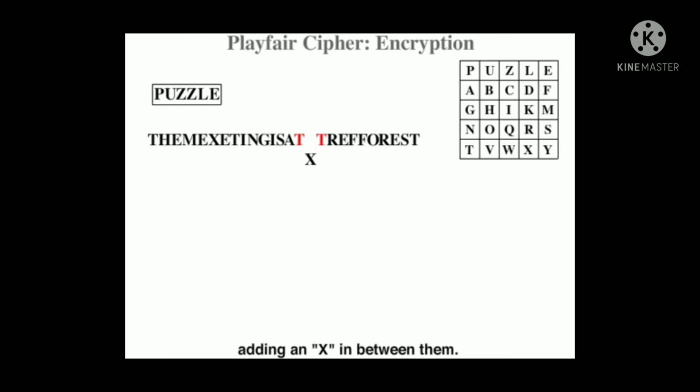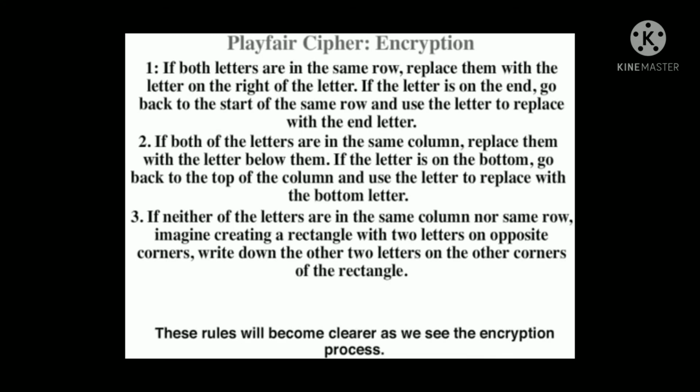These are the rules of encrypting Playfair Cipher. Number 1. If both letters are in the same row, replace them with the letters to the right of them. If a letter is at the end, go back to the start of the same row and use that letter to replace the end letter.